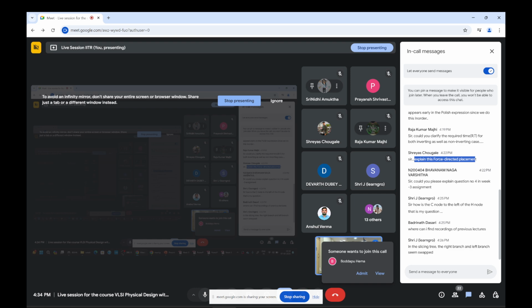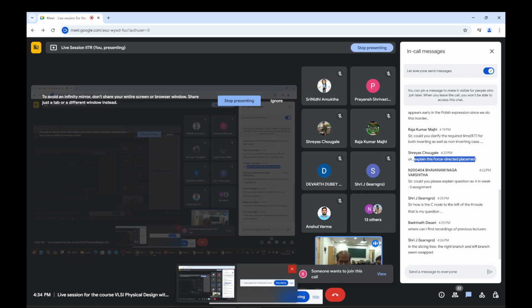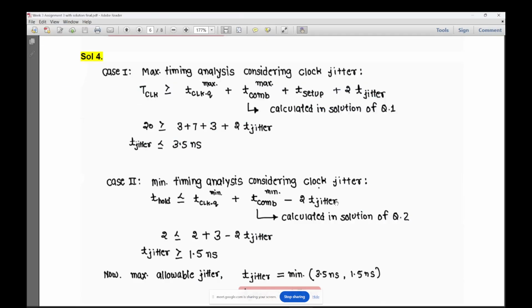Yes, Naga. Varshita, is it related to this two jitter? That is the case. Or you want to understand the complete thing. It has two different analyses. One is max timing analysis considering the clock jitter. One is min timing analysis considering the clock jitter.